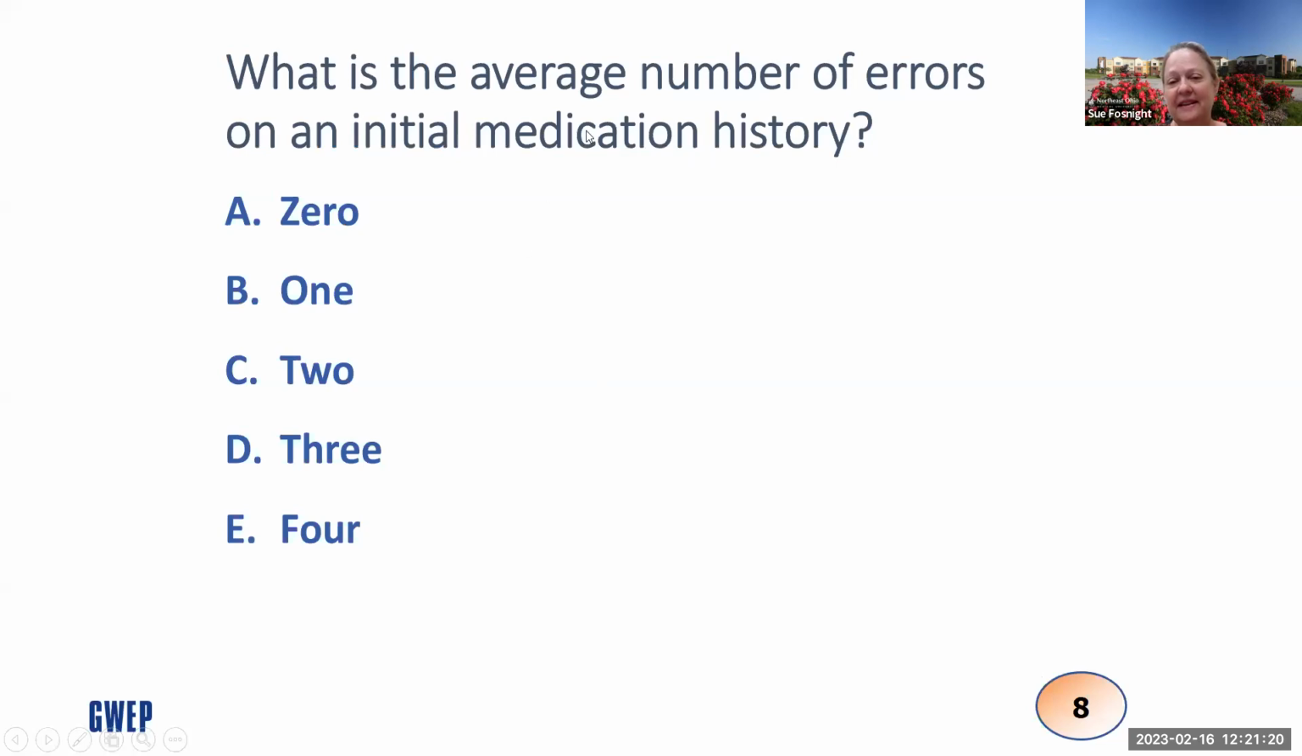Now, this next question I wanted to spend a little time on. What do you think is the average number of errors on an initial medication history? Anybody have any idea? 3. Very good. I was going to guesstimate that too. Yes, that is the correct answer. There is an average of 3 medication errors on an initial medication history. I believe it may be more for our older patients. The studies that did this had both young and old patients in them.